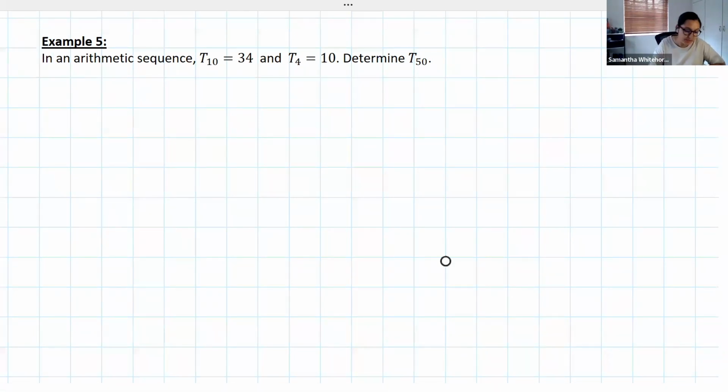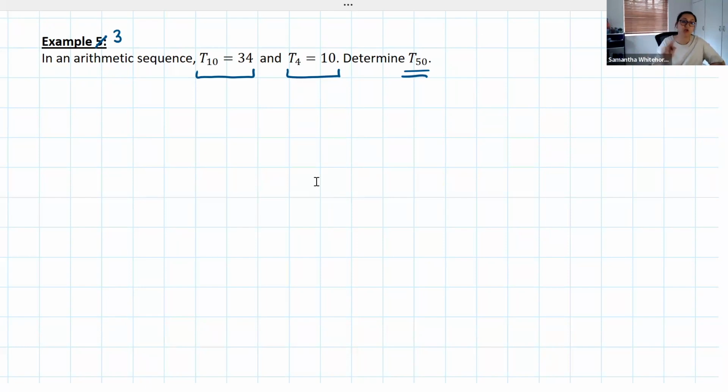Okay, so example 5, I think this would be our example 3, says in an arithmetic sequence, term 10, so remember our notation, the value of term 10 is 34, and the value of term 4 is 10. I want you to tell me what the value of term 50 is.